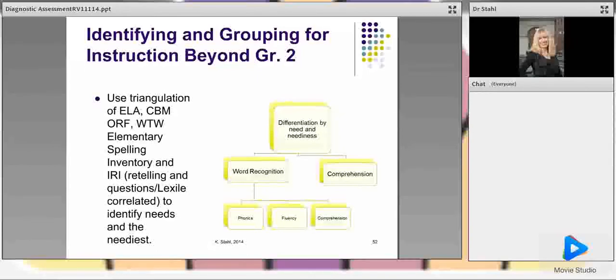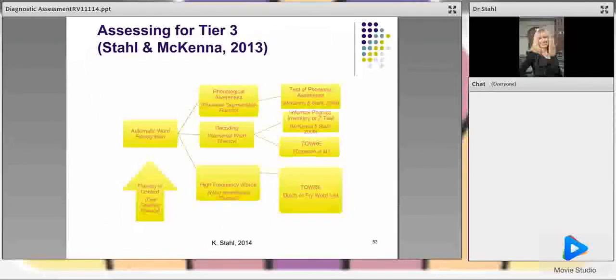These two intervention pathways should be using different techniques and also doing different, more sophisticated diagnostic measures. So now I'm looking at the child who is having trouble in the word recognition pathway and who needs some more word recognition help.